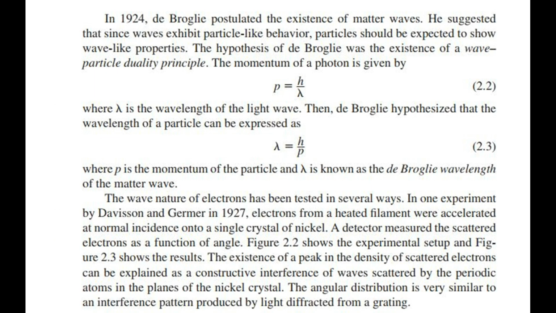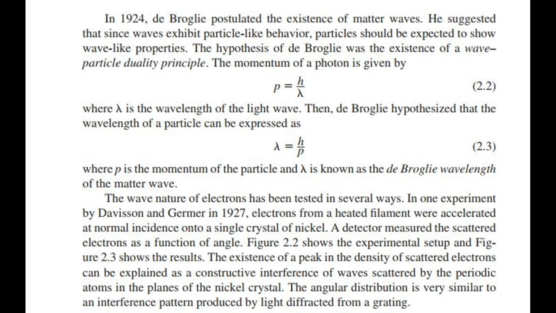In 1924, de Broglie postulated the existence of matter waves. He suggested that since waves exhibit particle-like behavior, particles should be expected to show wave-like properties. The hypothesis of de Broglie was the existence of a wave-particle duality principle.